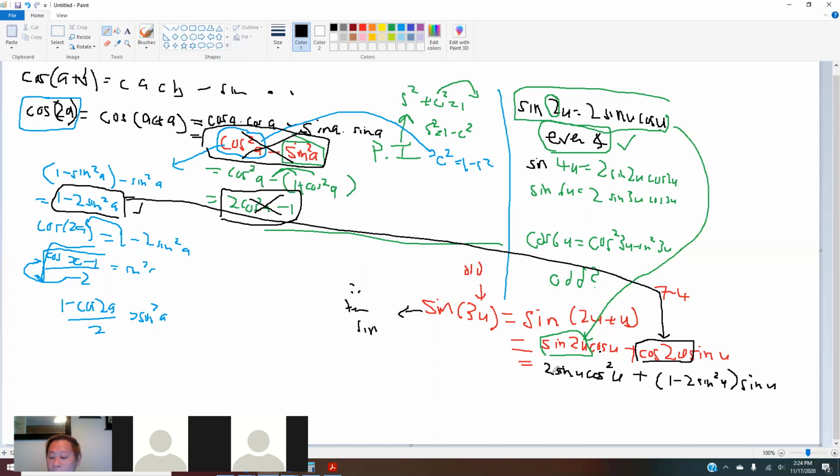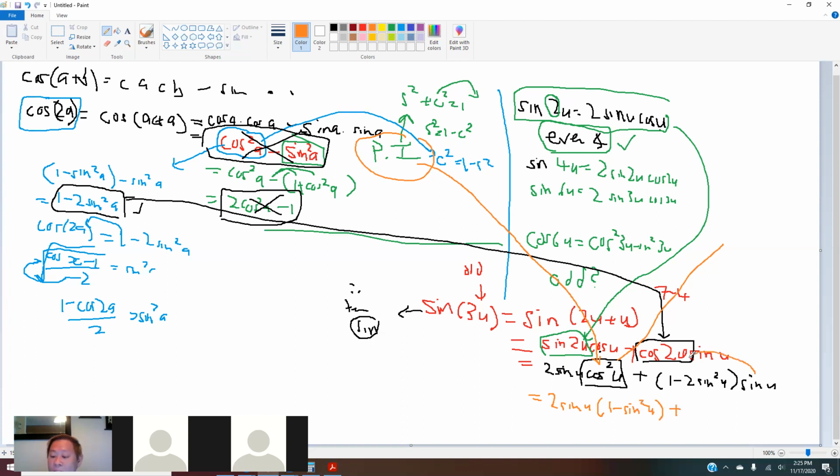Now, if you look at this whole equation that we have, you find out everything is in terms of sine except for this. So we can change that into sine using the Pythagorean identity. So this will become 2 sine u, and the Pythagorean identity for cosine square is 1 minus sine square u.